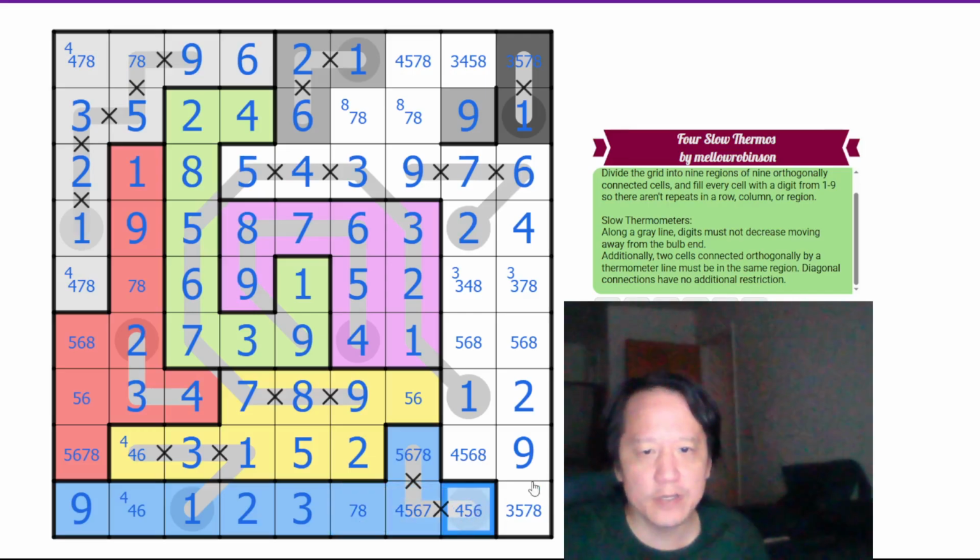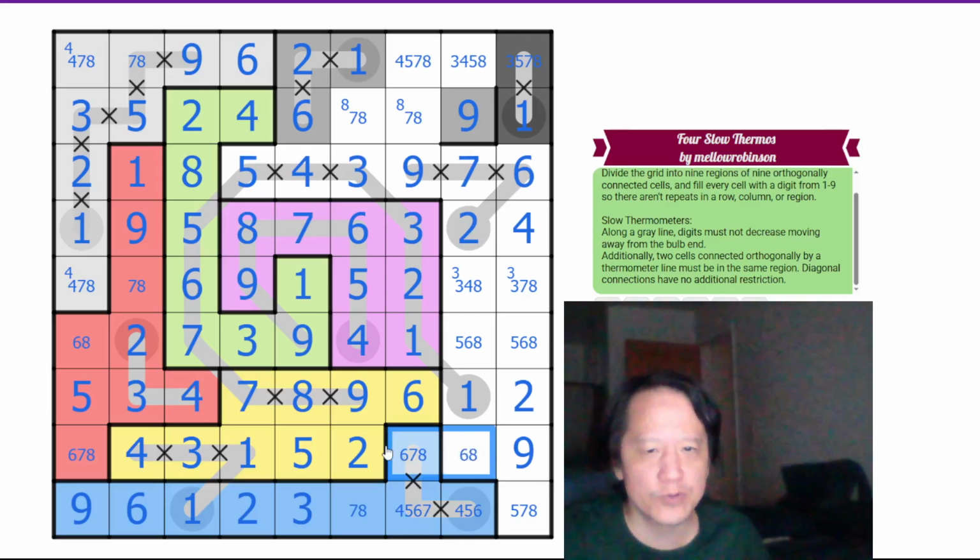No more 3 here because of 3 in the row. 5 eliminates 5 in the rest of the yellow region, so that's 6, which means this can't be 6. It's 4, which eliminates 4 there, so it's 6. 6 eliminates 6 here, so it's 5. No more 5 in the column. No more 5 in the row.